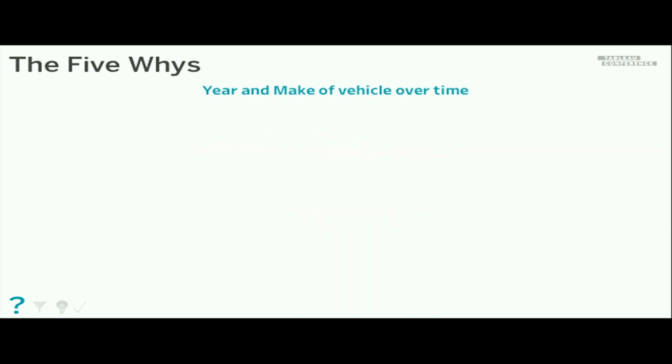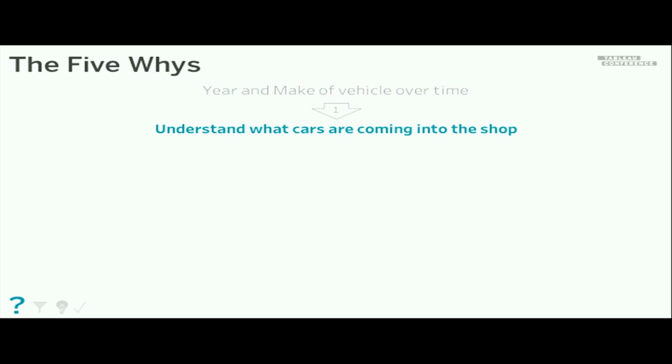The first thing that John asked me for was a dashboard that shows the year and make of vehicles over time coming into his shop. The first thing I asked him was, why do you need to see this information? That's obvious, he told me. I need to understand what cars are coming into my shop.